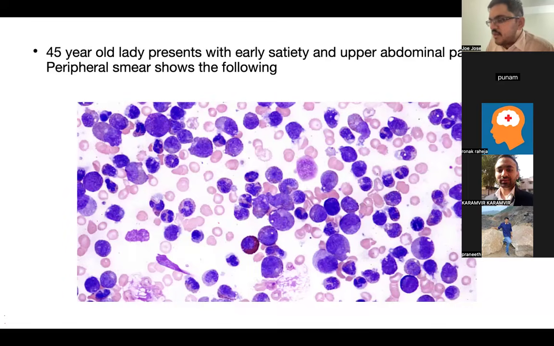Okay. So what is considered to be complete cytogenetic response? If there is no Ph positive cells, what is the percentage on PCR?